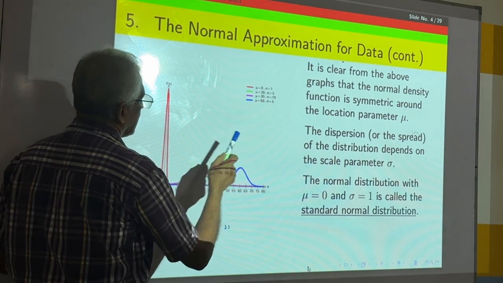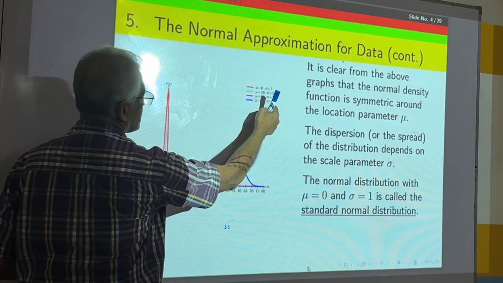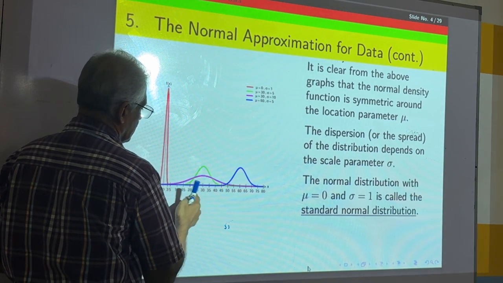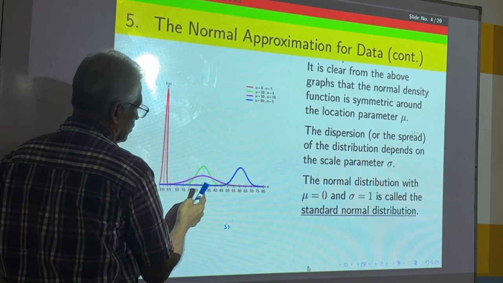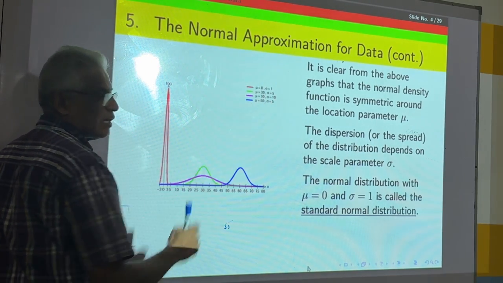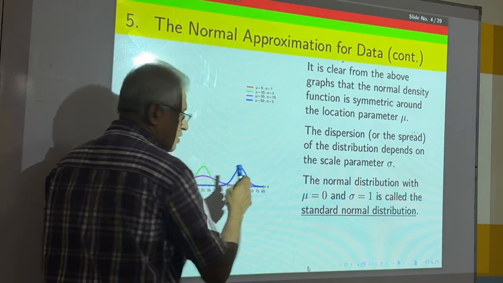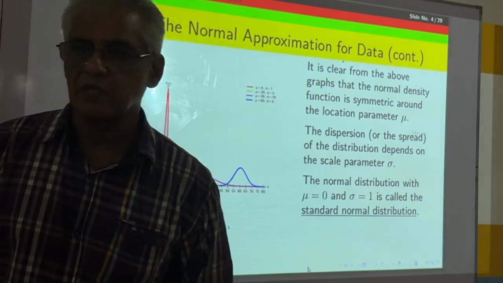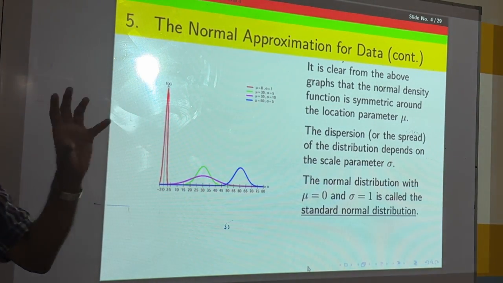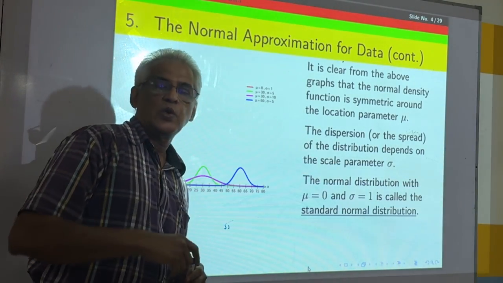Now, if you look at the blue one, it has a different mean, but the same standard deviation. So you can see this one is symmetric around 30, but this one is symmetric around 60. Symmetric around the value of mu. It has the same standard deviation, therefore these both have the same spread. So you can see that sigma is the one controlling the spread. Mu is the one controlling the location.